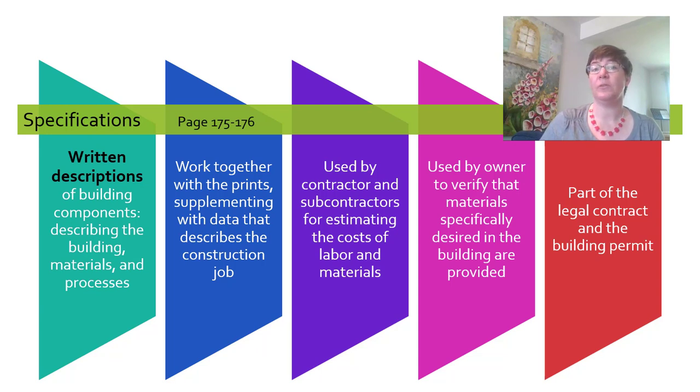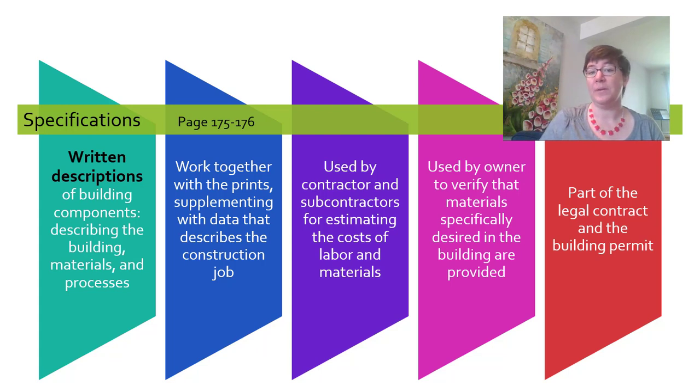Because they are written descriptions, they're usually an 8.5 by 11 format, a separate sheet of paper or a separate book from your drawing prints. Specifications work together with the prints. They supplement and complement the data that describes the construction job.